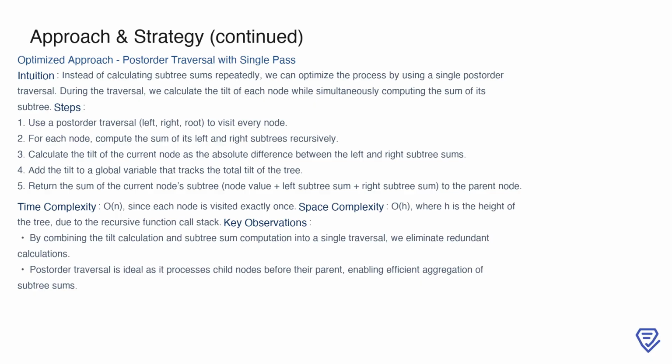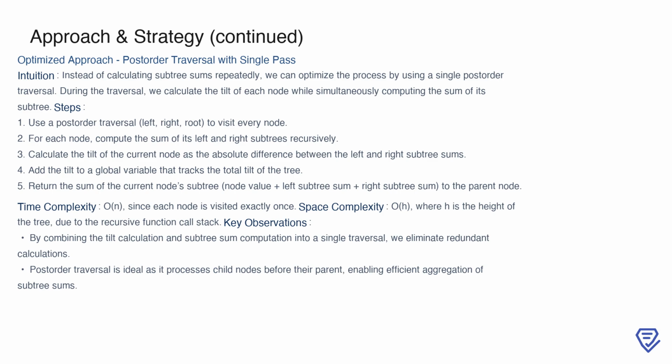The key insight here is that we can calculate subtree sums and tilts simultaneously during a single traversal of the tree. Using post-order traversal, which processes nodes in the order of left, right, and then root, we visit every node once while recursively computing the sum of its left and right subtrees. The tilt of the current node is calculated as the absolute difference between these subtree sums, and this tilt is added to a global variable that tracks the total tilt of the tree.